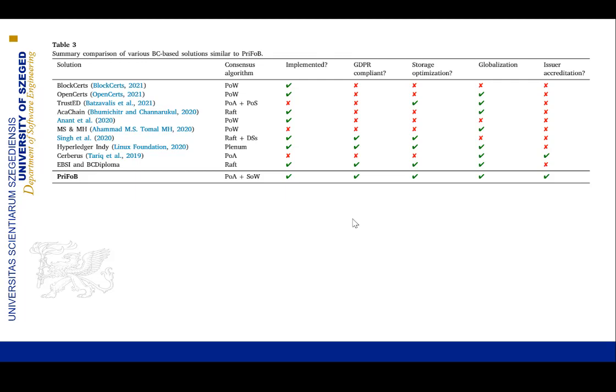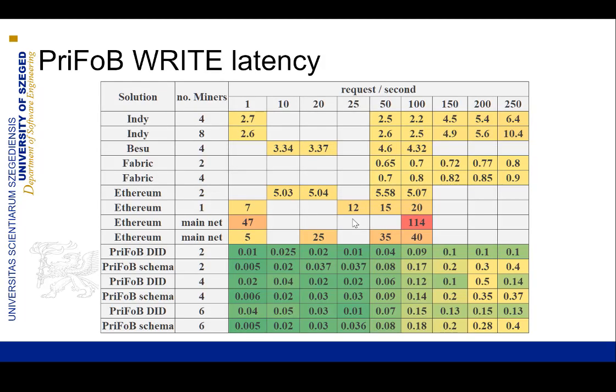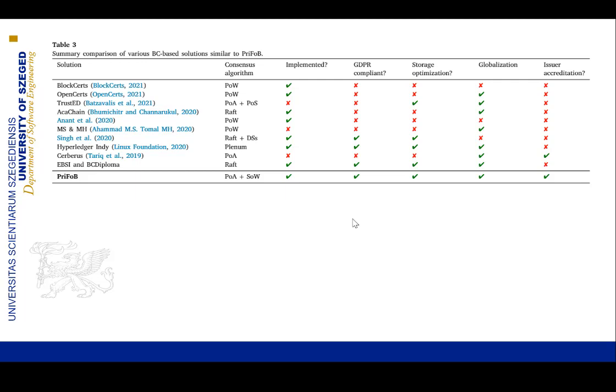In our case, our solution was the only one that used a hybrid proof of authority and proof of work, and it was the only one that was implemented and at the same time provided the service of issuer accreditation. The closest solution to ours was Hyperledger Indy. The only limitation of Hyperledger Indy is that it provided a very high latency, as you can see here, compared to PriFob, and it didn't provide the service of issuer accreditation, as we can see here. So yeah.